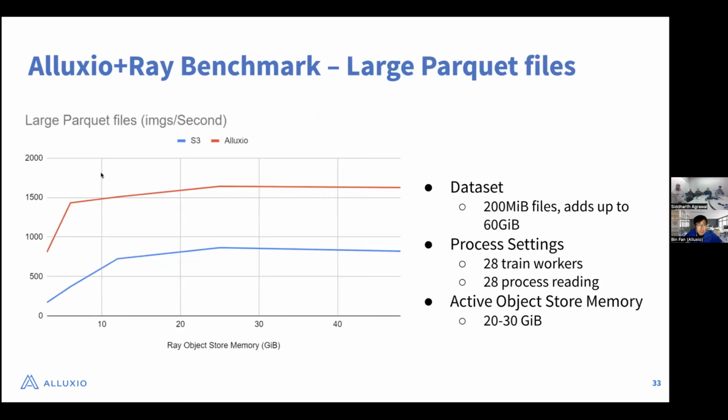Okay. More data on the large Parquet files in terms of images per second. We see the Ray object store memory is increasing. Both reading from S3 or from Alluxio can increase, but we're at about twice the performance compared to reading from S3 directly. Okay, long story short, this is a work in progress.